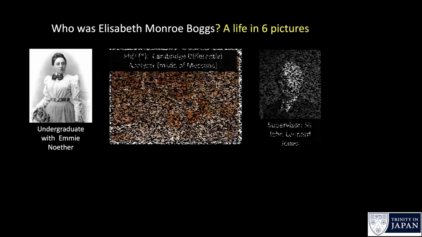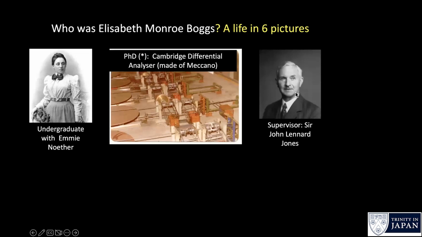predecessor, John Lennard-Jones. And Lennard-Jones at that time was head of the emergent computing lab in Cambridge, where they did computing, but using a mechanical computer. That is the Cambridge differential analyzer, which is made of Meccano. This is a children's toy to make things. And actually, when I was head of the department, in my office, I had the manual for this machine. So it was still there. It is still there.